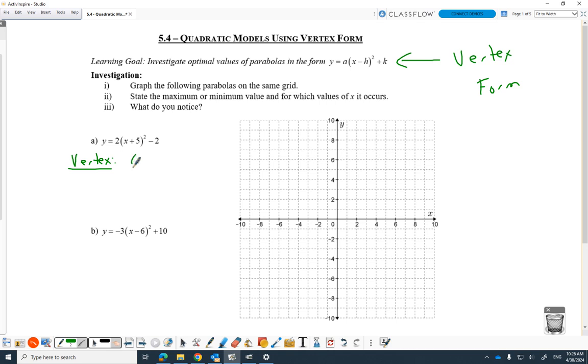-5, -2. She is so fast at that. She's not confused by the h thing anymore. The h thing was confusing, I know. But she's just looking at it. I don't need the h, negative h, whatever, k. I just look and I go, the number in the brackets switches signs. The number outside the brackets doesn't. Vertex. Yes, absolutely. That's where we're trying to get to.